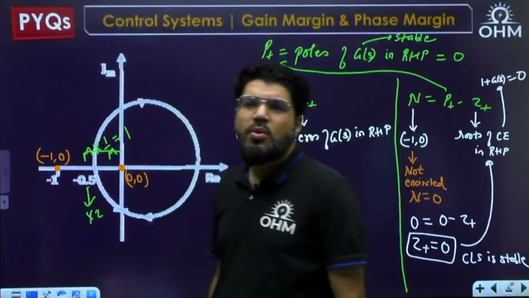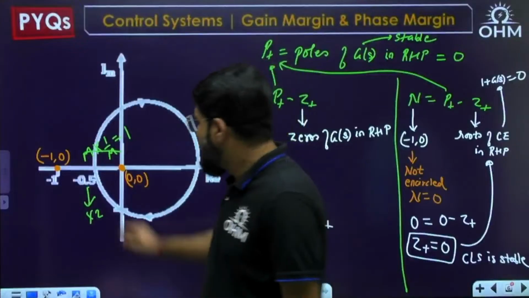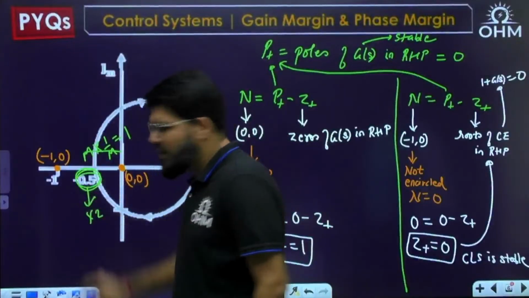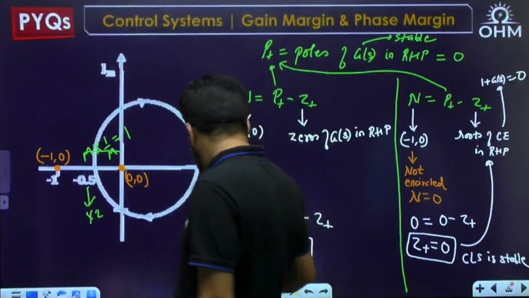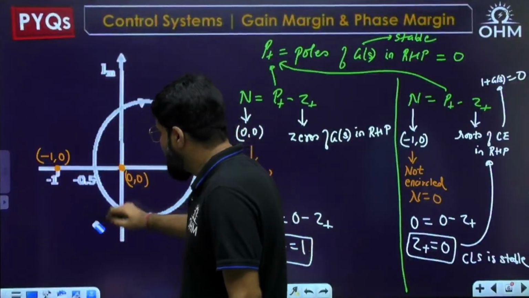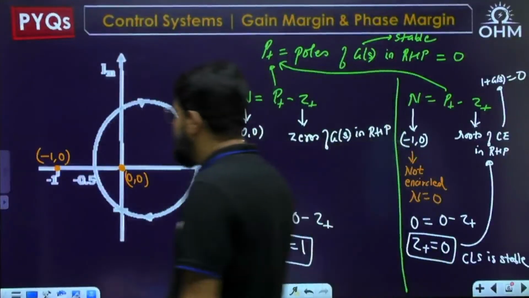So what is the gain margin? What is the maximum multiplier factor? It is 1 upon the current magnitude. 1 upon this current magnitude. So 1 upon 0.5. That is why I am telling you the margin here is 2.